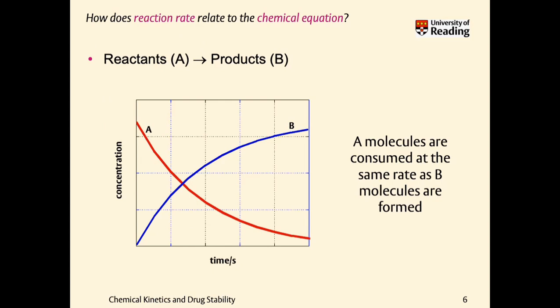We need to think about how we're going to measure the rate of a reaction. So if you have reactants, which we're going to call A, reacting to form products, which we'll call B, then in a reaction, the concentration of the reactants will go down, and at the same rate, the concentration of the products will increase as the reaction proceeds, as you can see in this graph of concentration against time.